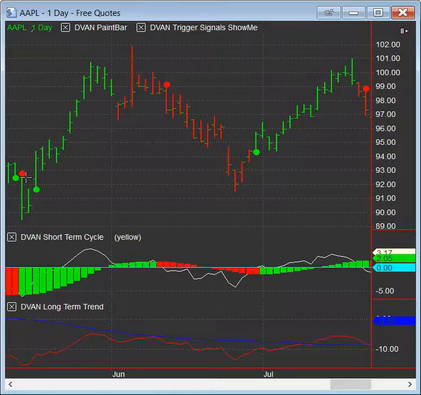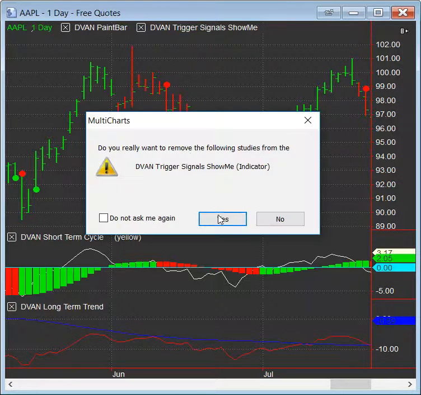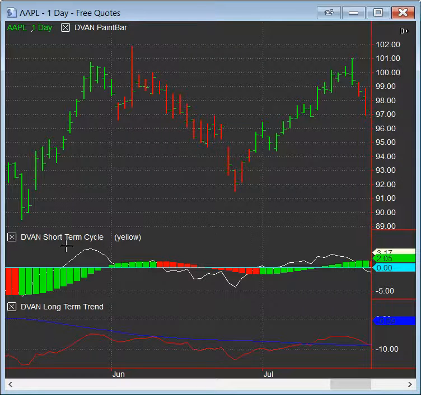So we see green, red, green. This is the oscillator oscillating around its trend line. We want to make sure that we're focusing on the long trades because we have green price bars, short trades because we have red price bars, a long trade because of green price bars. I'll take that off. We also have DVAN short-term cycle.